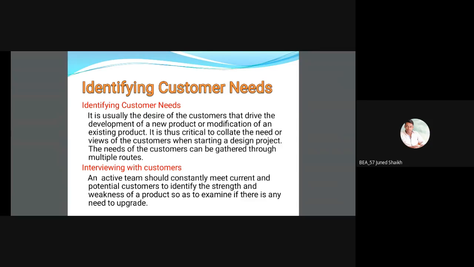Which customer is our consumer, we can say that. Now, interviewing the customer: an action team should constantly meet current and potential customers to identify the strength and weakness of the product, so as to examine if there is any need of upgrade. Interviewing the customer is nothing but the discussion with the customer. For example, in the current situation, we can say that any company is always taking feedback from the customer.